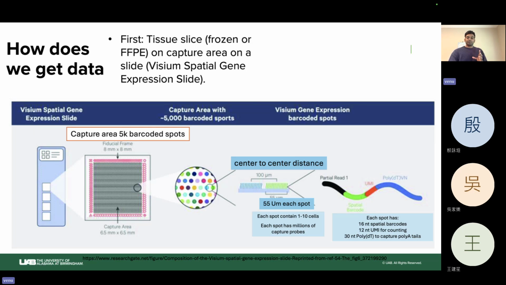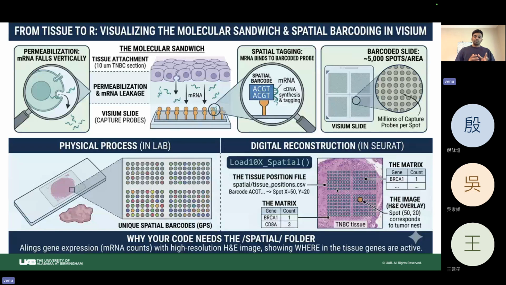So this is how the data is generated. Next we are going to see the complete workflow. The first part is the molecular method, which they call the sandwich method. They transfer the tissue to the slide.